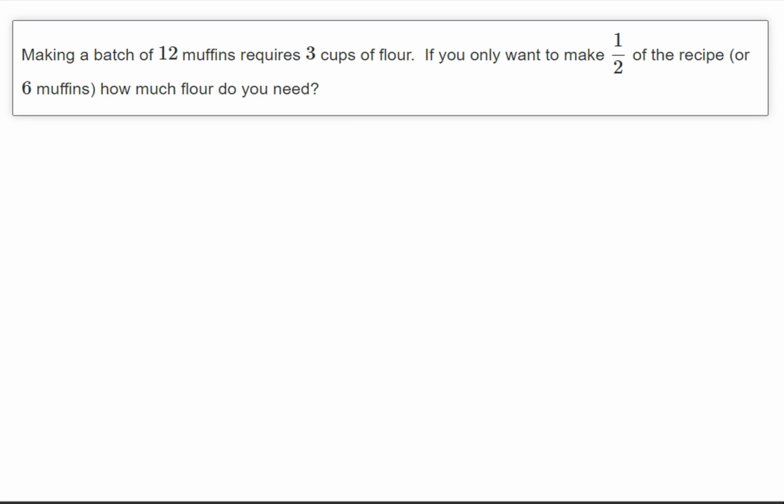Let's get started by reviewing how to calculate a fraction of a whole number. Example: making a batch of 12 muffins requires 3 cups of flour. If you only want to make 1/2 of the recipe, or 6 muffins, how much flour would you need?